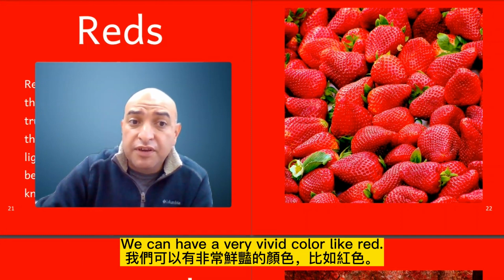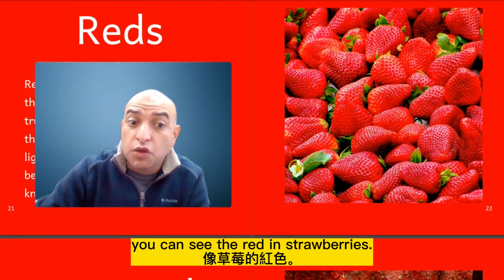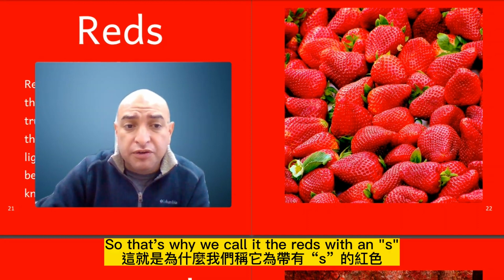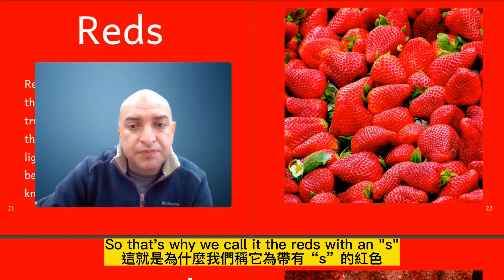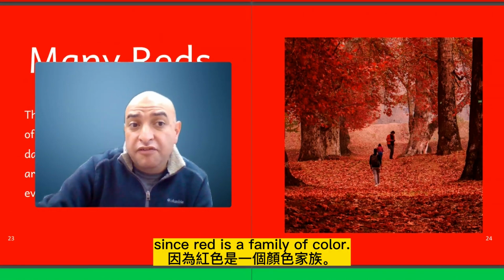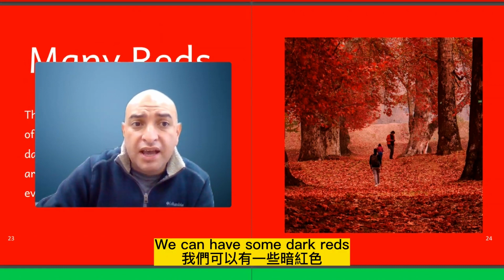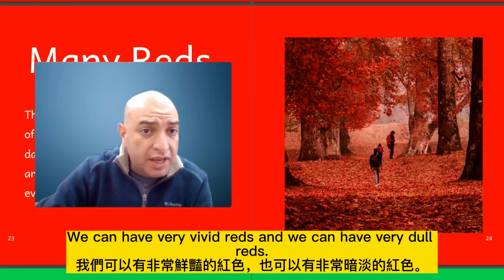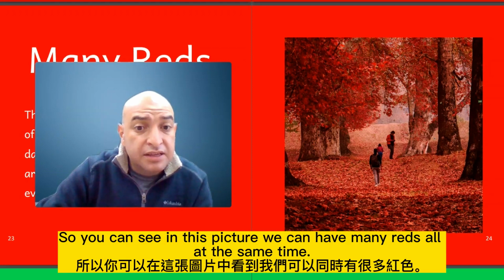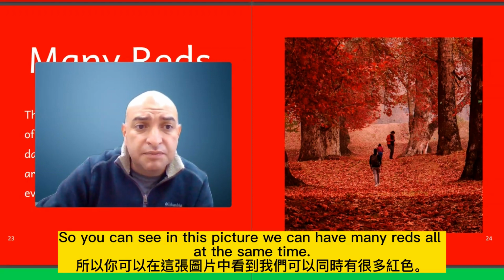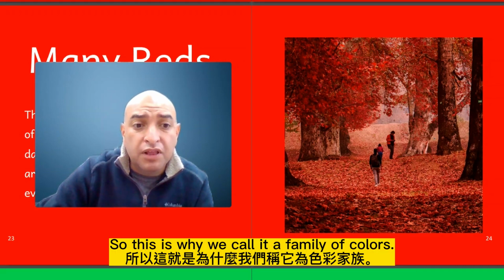We can have a very vivid color like red. You can see the red in these strawberries. But red is really a family of color, so that's why we call it the reds with an S. Since red is a family of color, we can have some dark reds, and you can have some light reds. We can have very vivid reds, and we can have very dull reds. As you can see in this picture, we can have many reds all at the same time. So this is why we call it a family of colors.